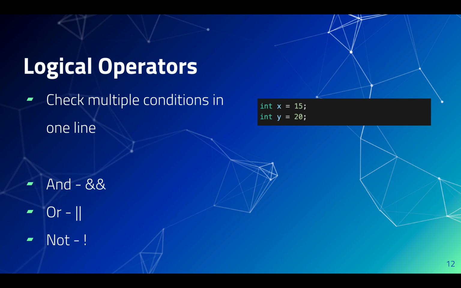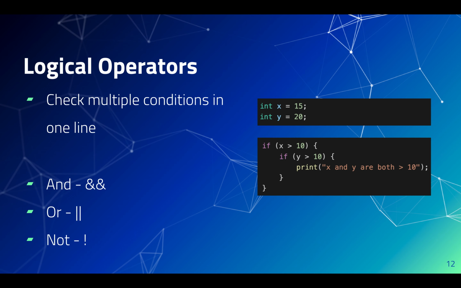Now what if we wanted to check if both x and y are greater than 10? You can use a nested if statement like this, but it seems like a lot just to check 2 conditions. What if we wanted to check 3 or 4 conditions? Then we'd have to have 3 nested if statements, and it'll get messy really fast.